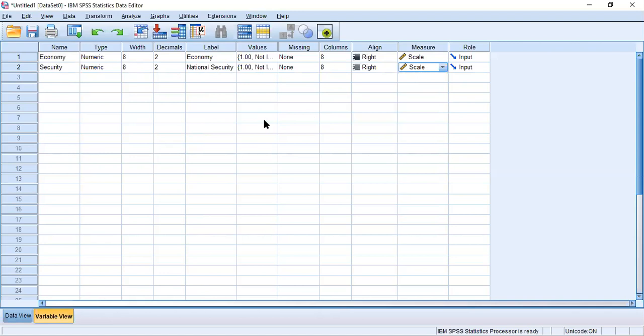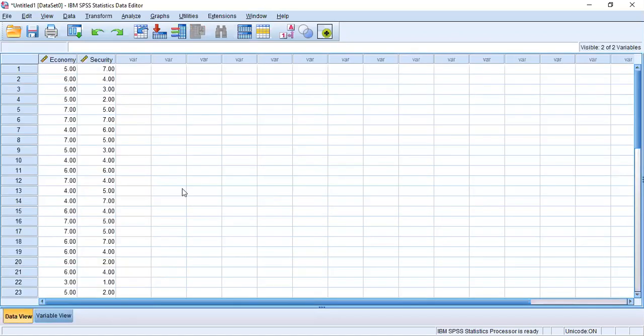So this is how our SPSS file now appears. We have named the two variables as economy and security, made the labels, given the values, and written the measure also. Data view is already there. So economy and security become the two variables we are talking about. Now coming to the analysis part.